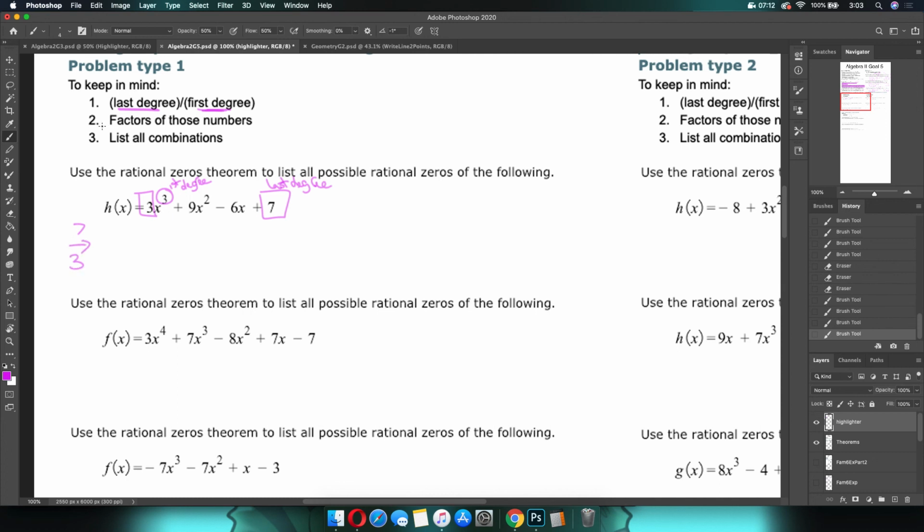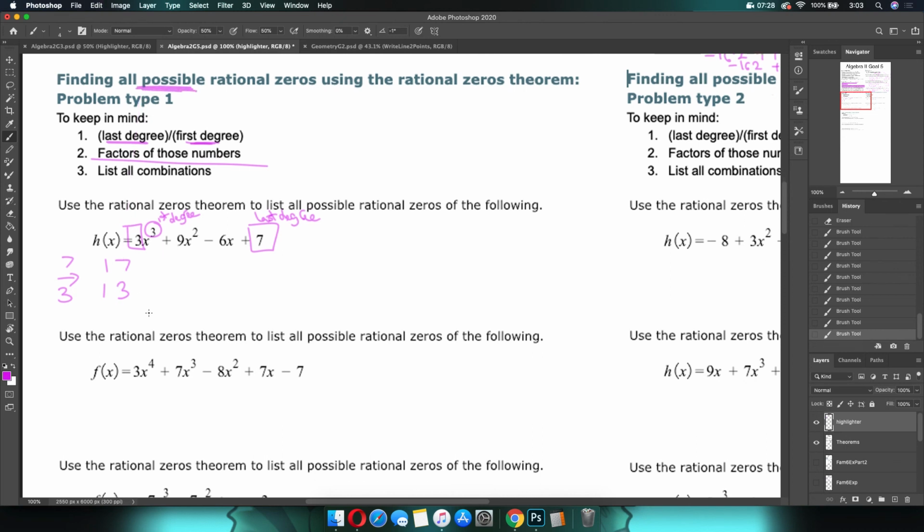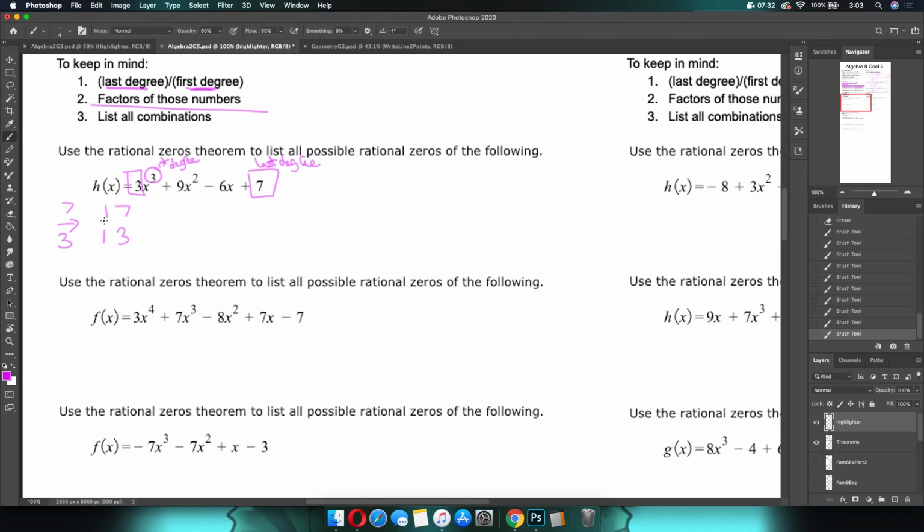Next step, we want to list the factors of those numbers. So what are our factors of 7? We have 1 and 7. We have 1 and 3. And now, because this is all possible, there's your key word right there, possible combinations. We're not finding the exact ones. No, that's later. These are all the possible. So what are all possible combinations of these four numbers?